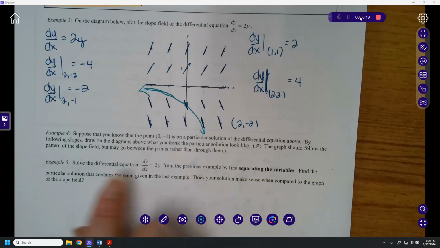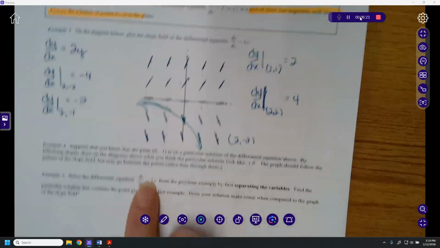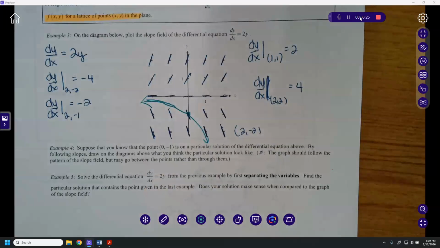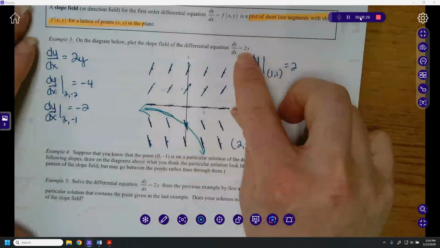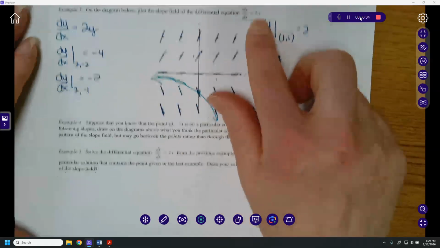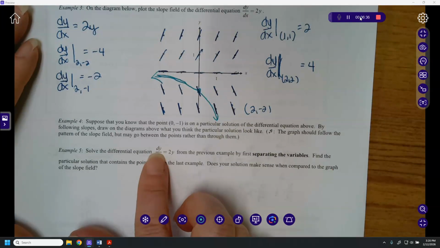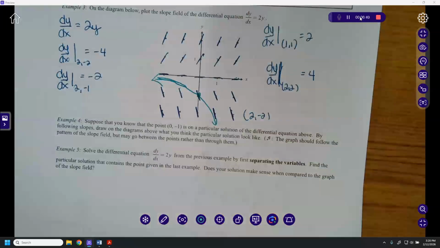Next, solve the differential equation, as I did yesterday. How would I do that? Okay. So now what's happening is this looks exponential, because this is its slope. What I'm going to now do is actually find what the equation is and see if in my head that matches what I'm seeing here.